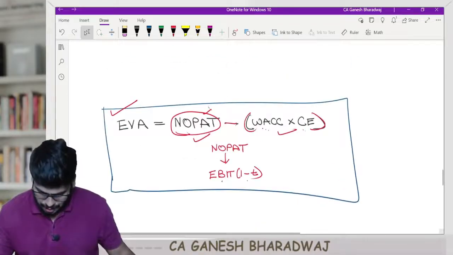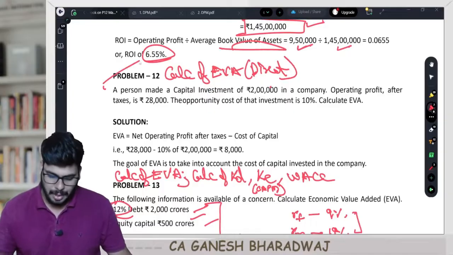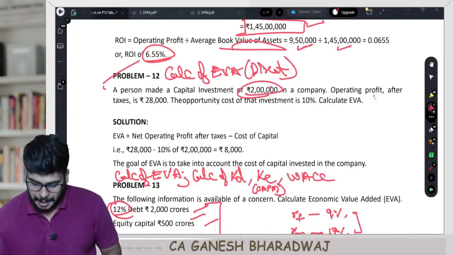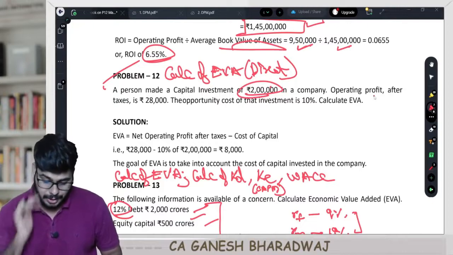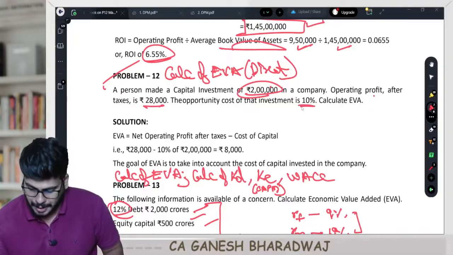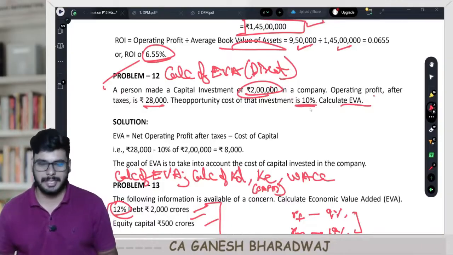Now let's quickly finish off one numerical problem here. Question number 12. A person made a capital investment of 2 lakh rupees in a company. The operating profit after taxes is 28,000. The opportunity cost of that investment is 10%. Calculate the economic value added. The opportunity cost in this case is the cost of capital.